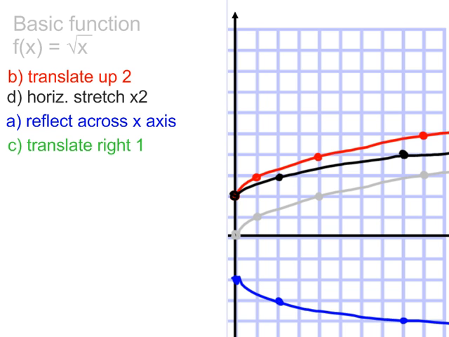And finally, a translation of 1 unit to the right. Each one of those points moves to the right 1 unit. And there is our final graph. So now let's do the algebra.